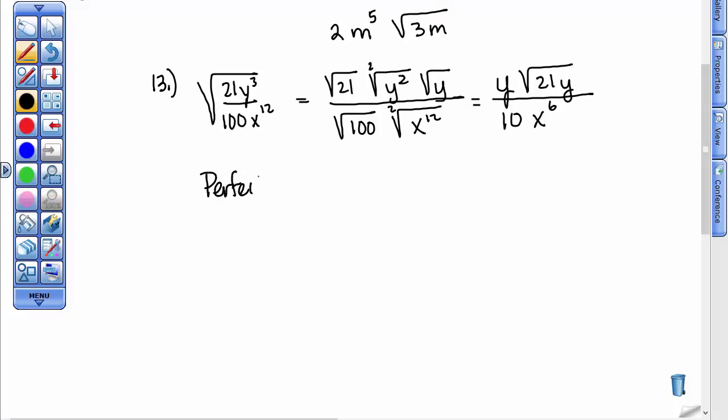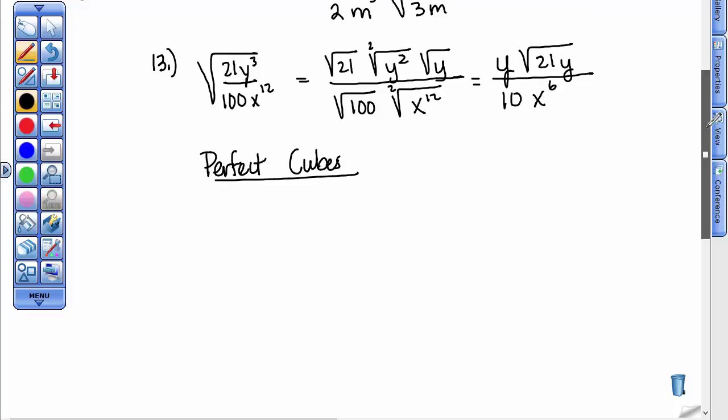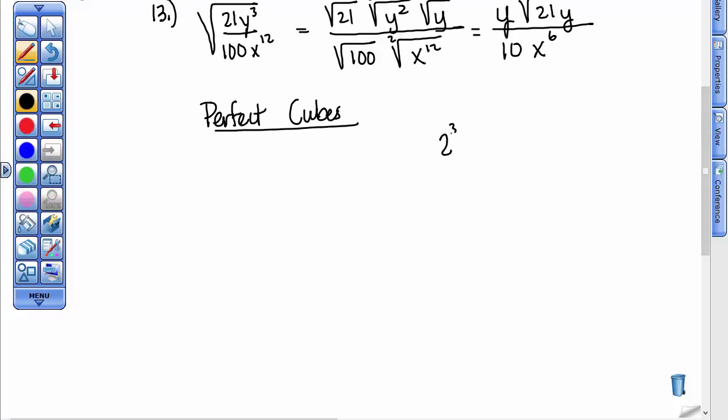All right, let's talk about cubes real quick. Perfect cubes. So the list of perfect cubes includes the number 8 and the number 27 and the number 64. These are hard to memorize, so I just produce them by taking integers, 2 cubed and getting 8, 3 cubed and getting 27, 4 cubed and getting 64.